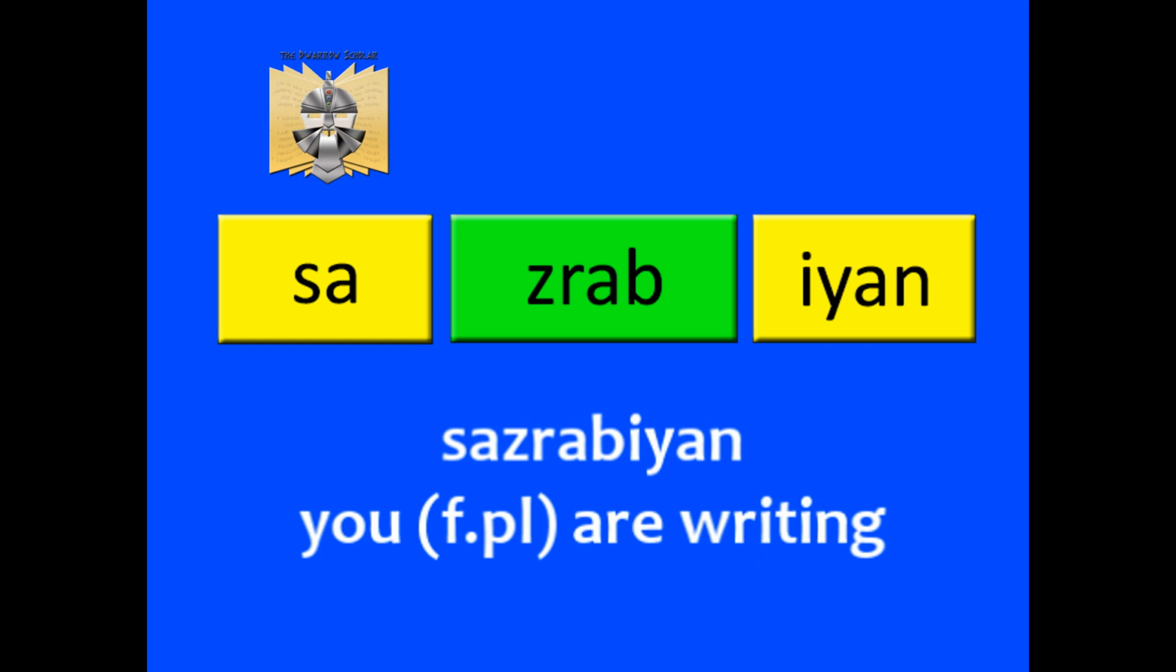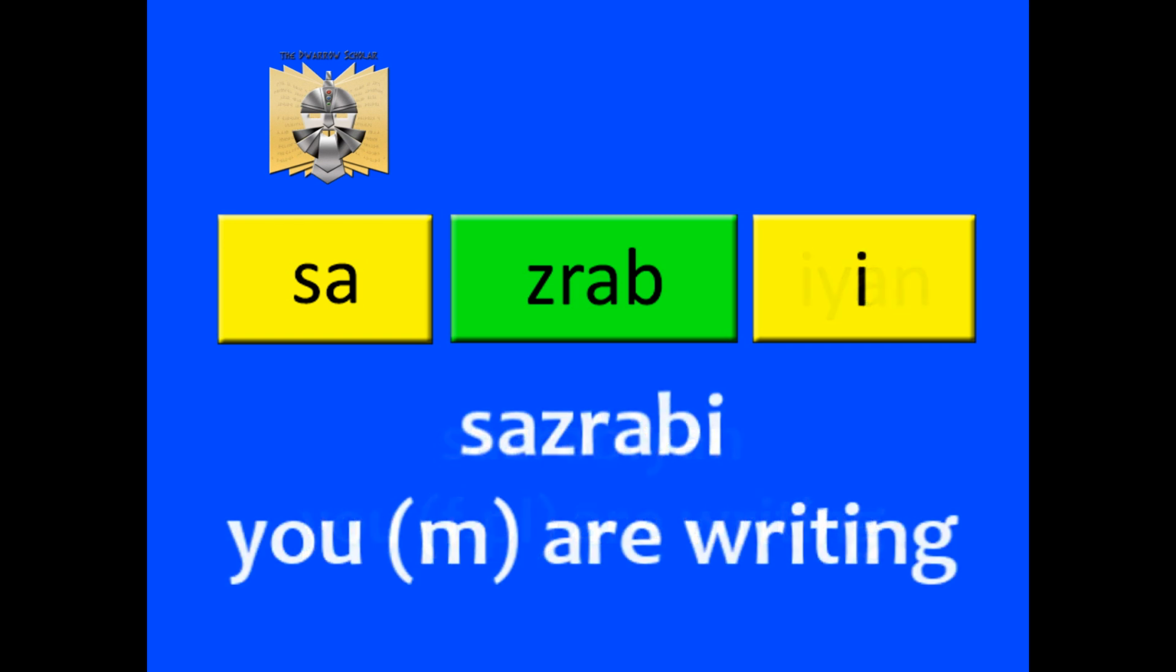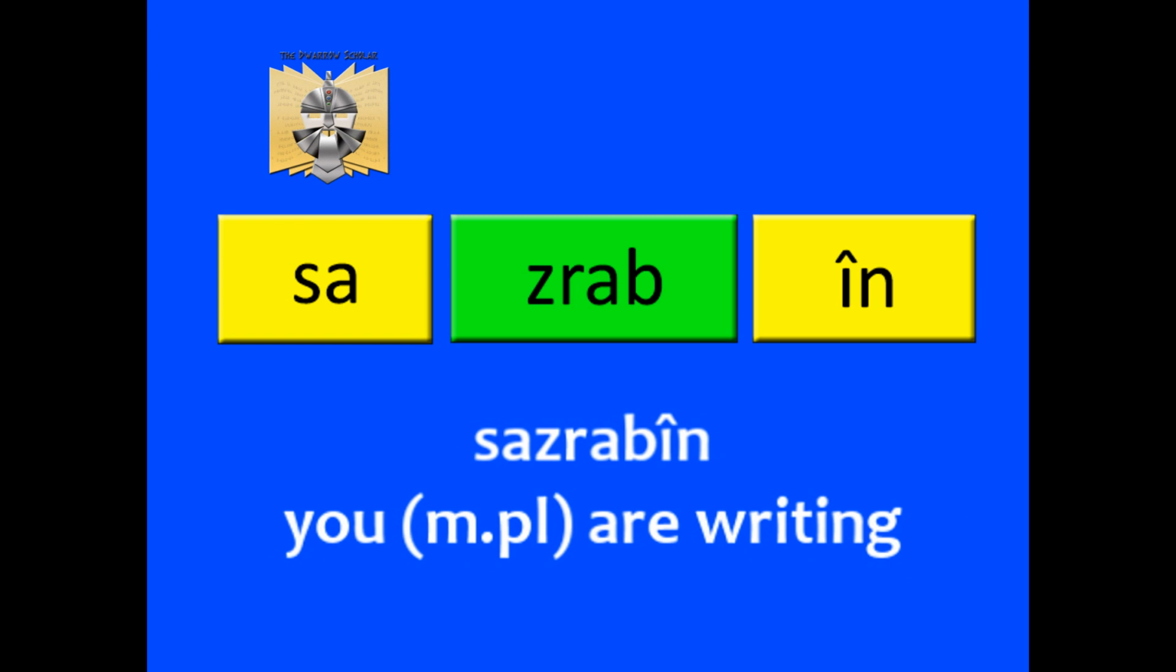In case one of these two would be male, however, or even both would be male, we would obviously need to use the male form of the plural second person. As we saw earlier, the second form had I as suffix, and in the plural we add an N as well, and a little exception to the rule here, because we extend the I vowel, making it into a long I, giving us sazrabin, meaning you, plural male, are writing.